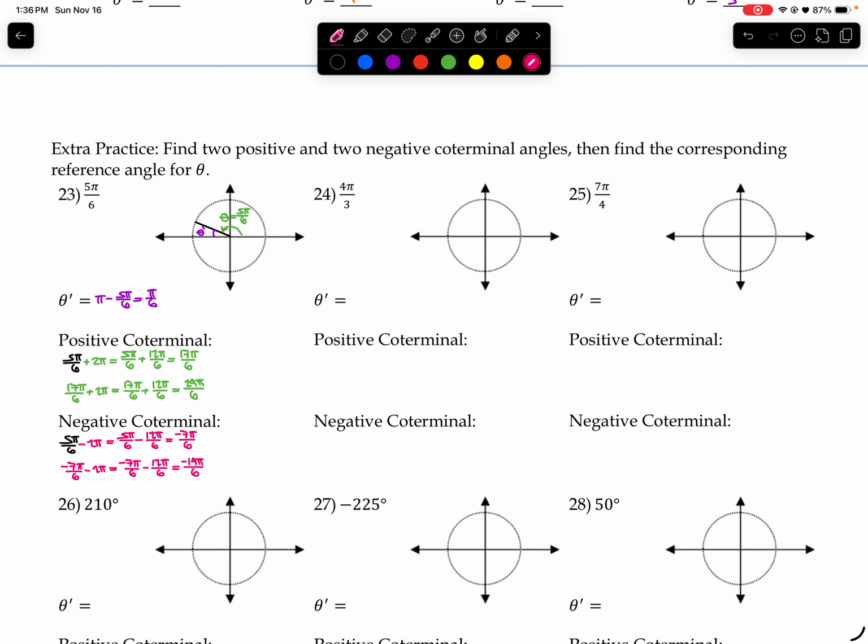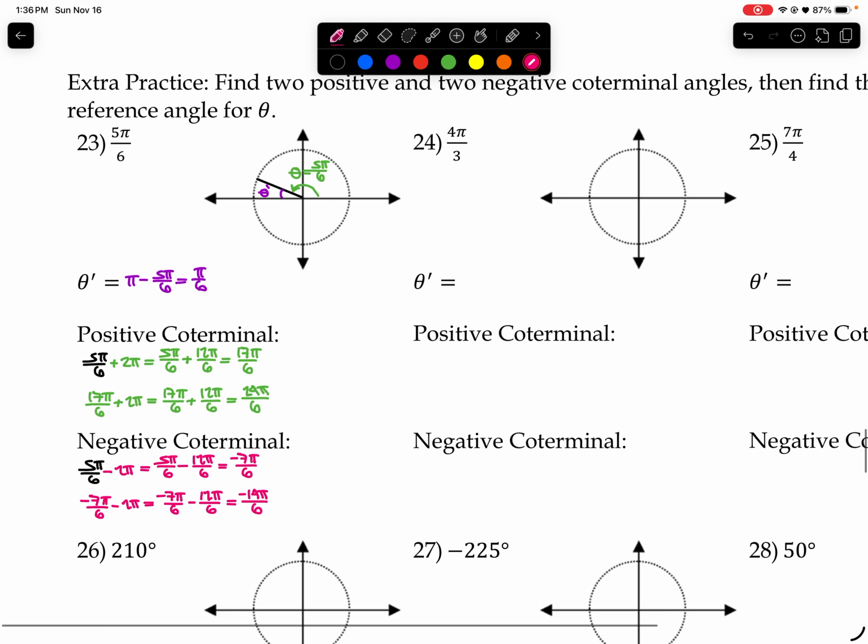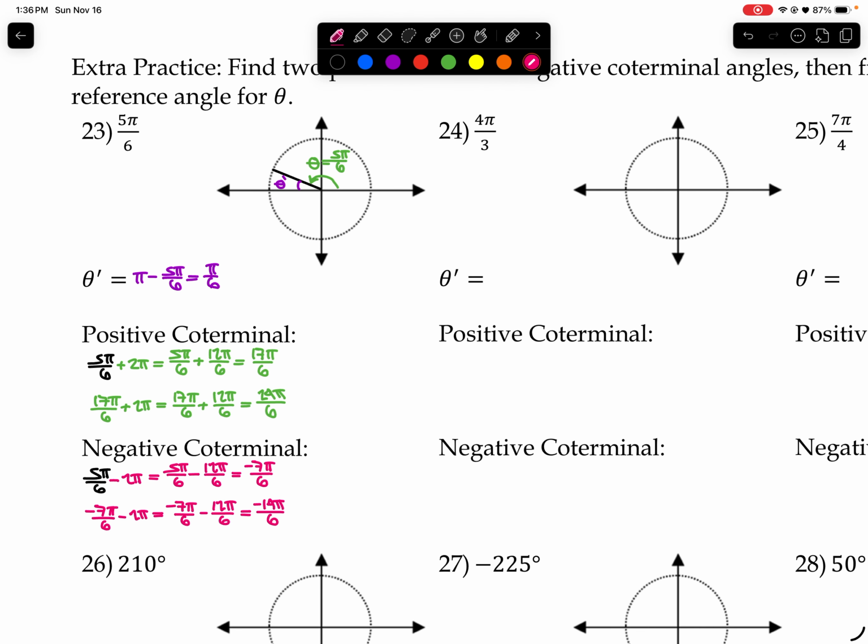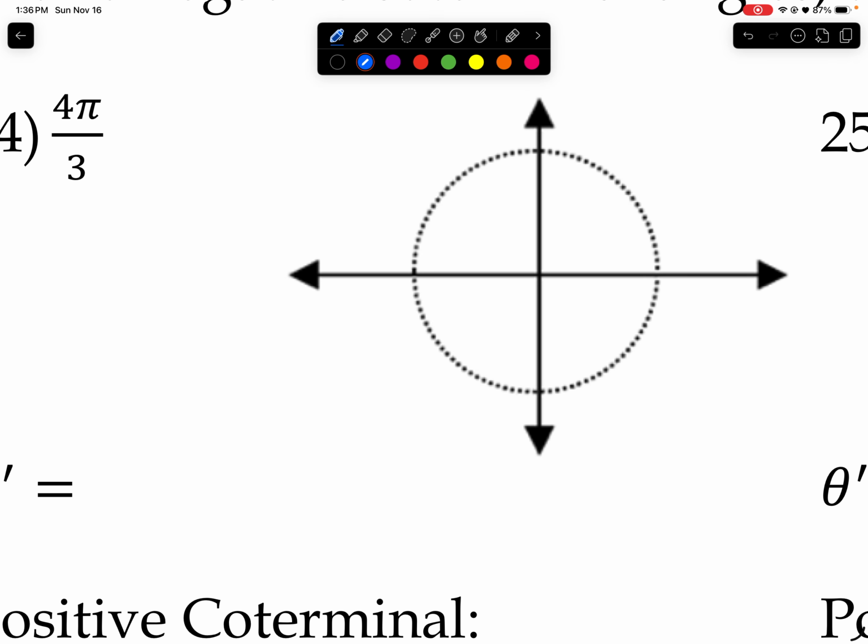Okay, so now I would say do 24, and then I'll stop at 24. So with 24, so 4 pi over 3, ask yourself where that one's going to fall. So 4 pi over 3 is going to fall in quadrant 3. It's going to be way over yonder. So when I draw in standard position, my arrow is going to go counterclockwise to the terminal side. And then I want to find the reference angle. So my reference angle is going to be this angle right here. It's always the distance from the x-axis.